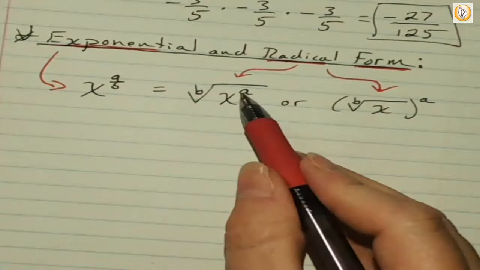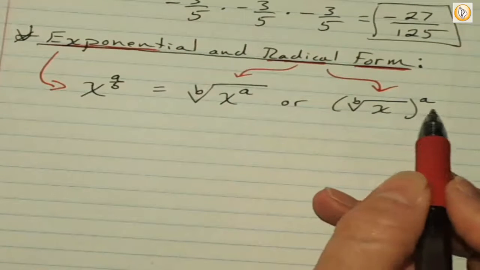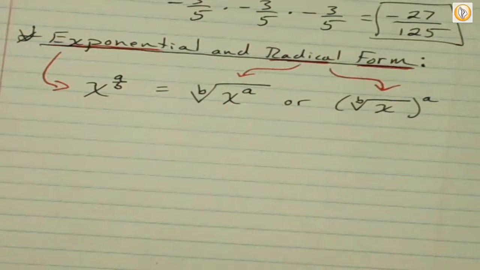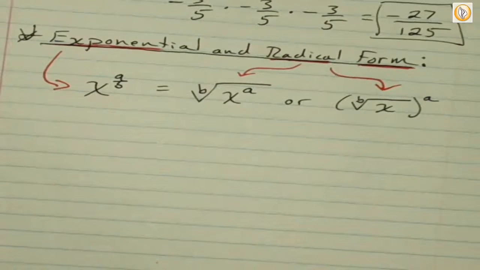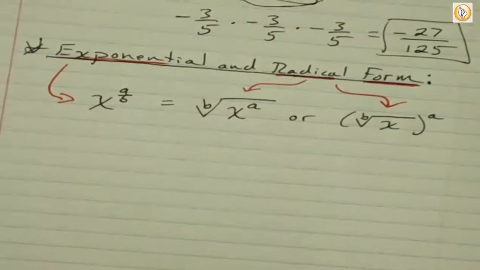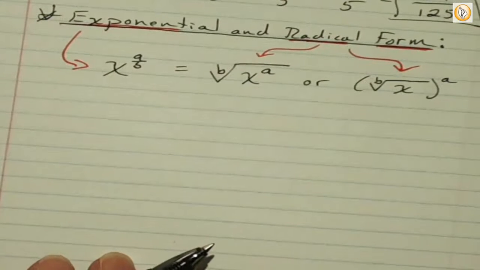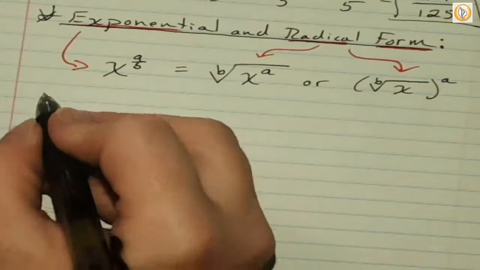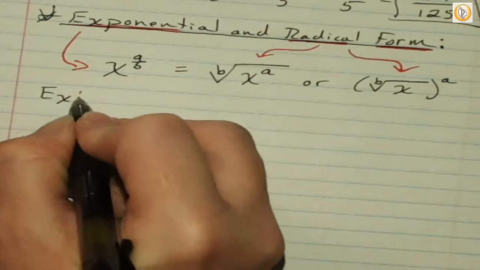Same thing, but instead of the A being with the X, it's just on the outside of the parentheses. That's going to take some time to memorize. It's not real ugly, and I'm not going to make you do a whole lot of work on that. So let me show you some examples.